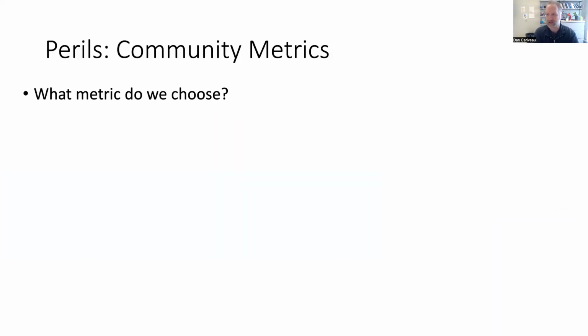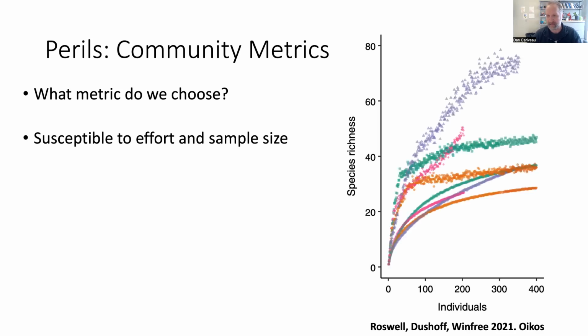And what community metrics do we choose, or how do we define a native bee community? There are a whole host of different metrics. One of the most common is species richness. One of the problems, however, is that a lot of species richness estimators and accumulation curves are really susceptible to effort and sample size.